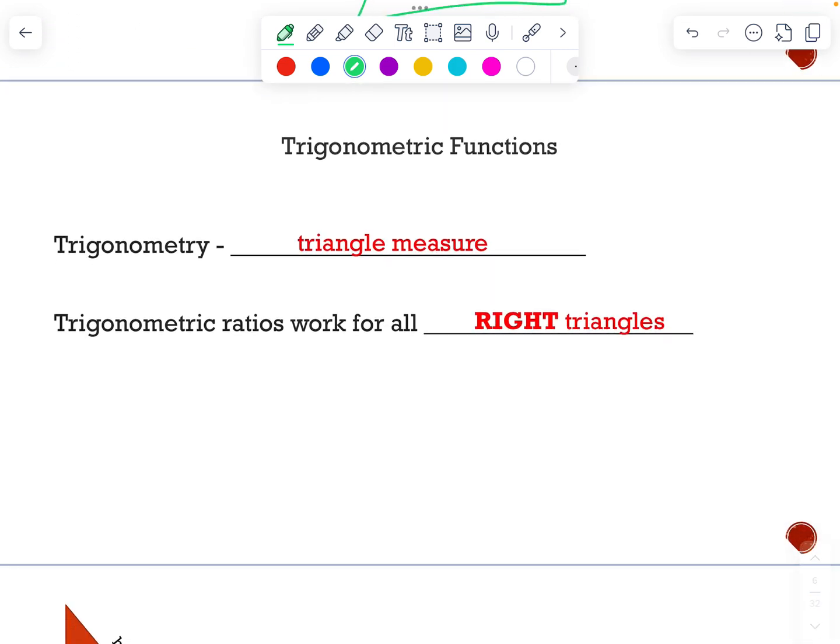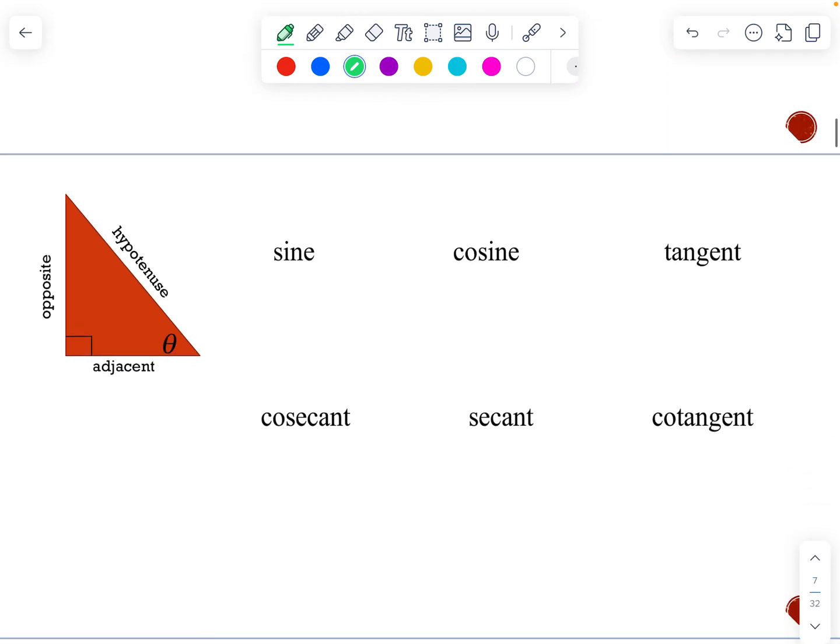Okay, so pretty much anytime we're using the word trigonometry, we're talking about some kind of triangle measure. So we're going to get into our trig ratios. Some of them you've heard before in your geometry classes. Some of them are going to be new. But anytime we're using our trig ratios, we are dealing with some kind of right triangle, because our trig ratios work for every single right triangle.